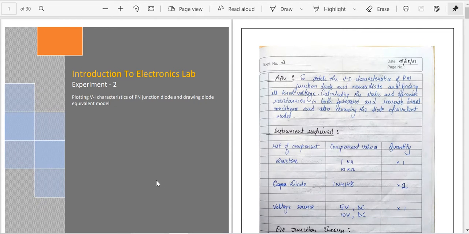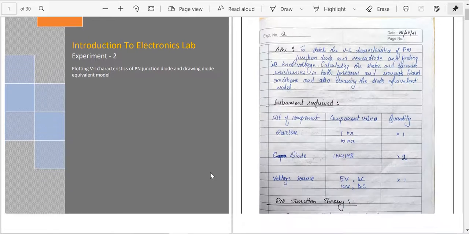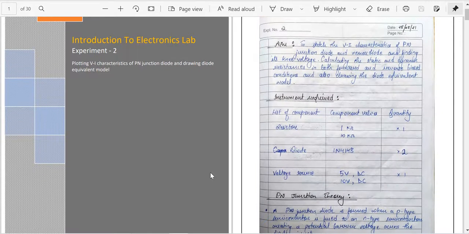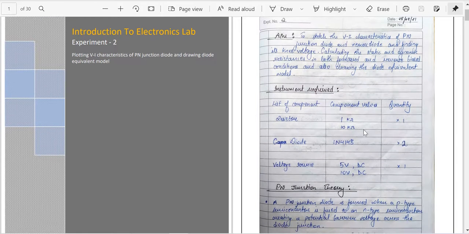So our experiment 2 for introduction to electronics lab is about VI characteristics of PN junction diode and drawing equivalent circuit model. So the aim of this experiment is to sketch the VI characteristics of PN junction diode and Zener diode and finding its knee voltage, calculating the static and dynamic resistance in both forward and reverse bias condition, and also drawing the diode equivalent model.